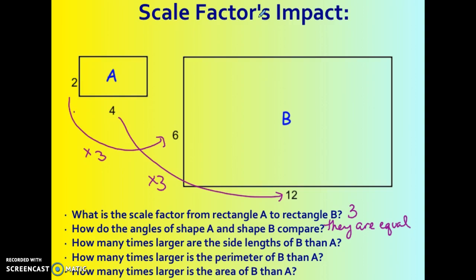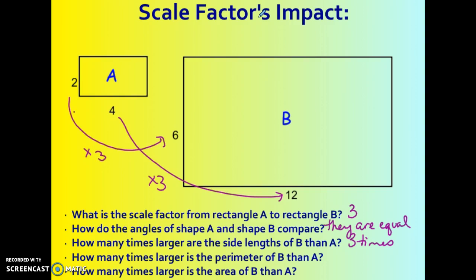The third question says, how many times larger are the side lengths of B than A? You probably noticed you already really figured this out when you figured out scale factor. So B, its side lengths are 3 times as large. 3 times larger. 12 is 3 times as big as 4 is. 6 is 3 times as big as 2 is.